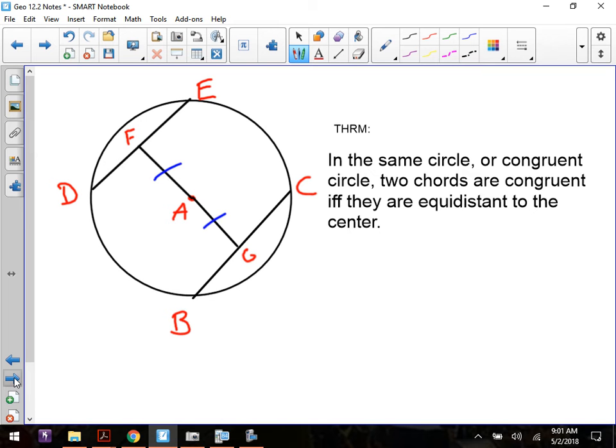Sometimes the diagram is marked, other times I'll tell you in the directions. Chord DE, segment DE is congruent to chord BC. And if you know that, then we know some other things. We know arc DE is going to be congruent to arc BC. We know that those two little pieces are going to be congruent. We're going to know that DF and FE are going to be the same distance because it's bisected.